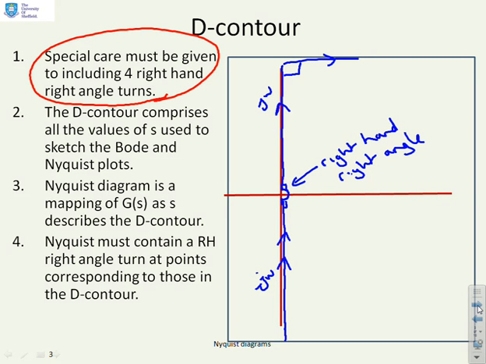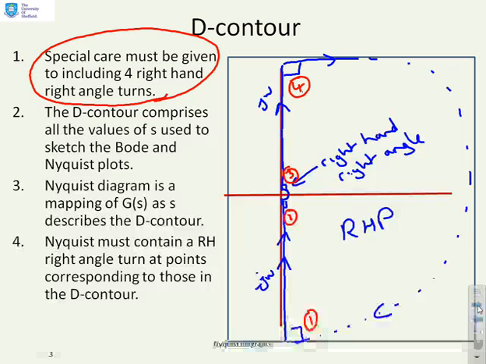So you'll see again a right-angle turn, and you've got to use a bit of imagination here, because we're not mathematicians, we're engineers, and you can imagine that you then go all the way round the right half plane. This dotted line indicates that's what you're doing. You're going round the right half plane, and you're coming back to join again at the bottom of the negative imaginary axis. So we do indeed have 4 right-hand right-angle turns. I'll list them: one here, one here, one here, and one here. What we've got to do now is consider how we map this contour into the G(s) space.